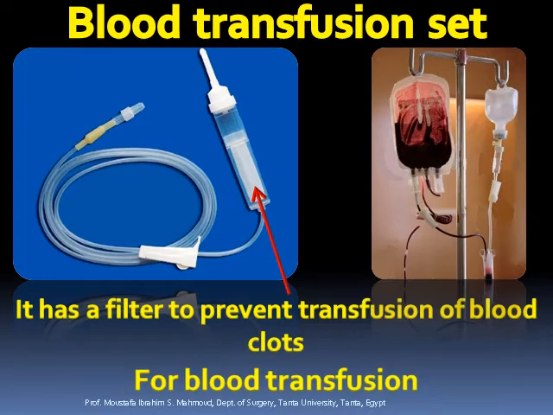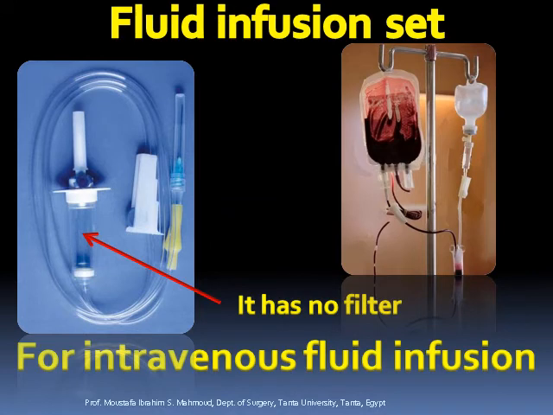Blood transfusion set. The blood transfusion set has a filter in the bag of the fluid or the blood. It has a mesh bag filter to prevent transfusion of blood clots for blood transfusion. Fluid infusion set has no filter in the bag, for intravenous fluid infusion other than blood, not used for blood transfusion.